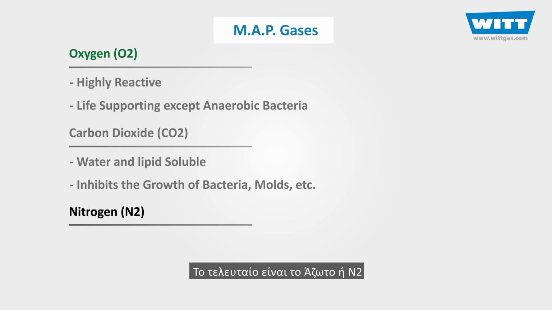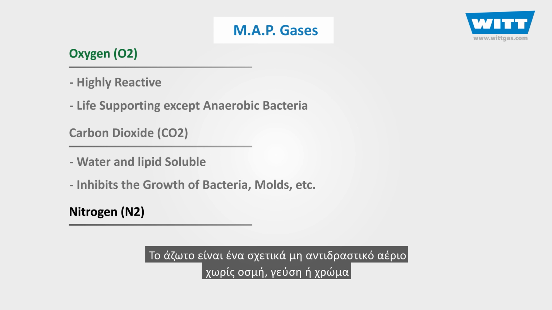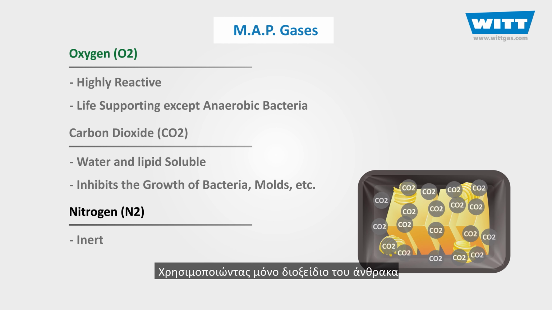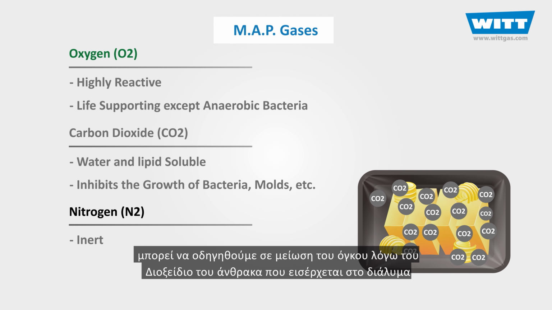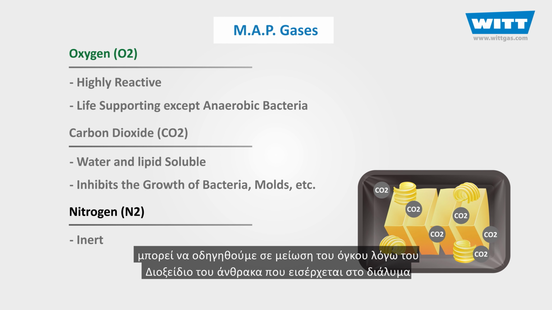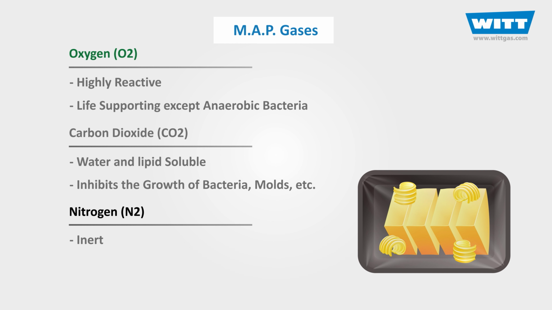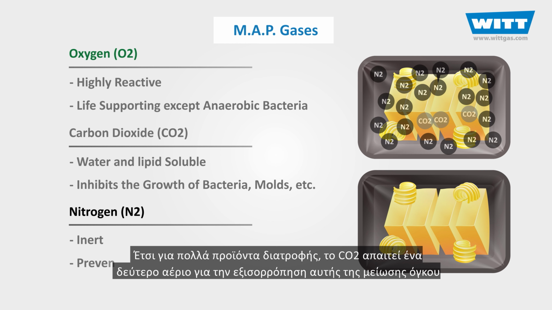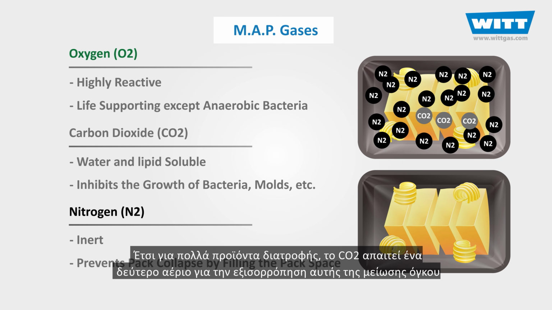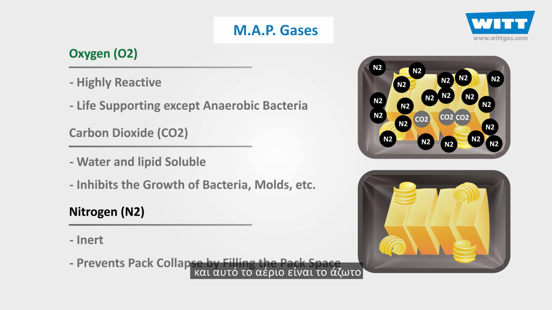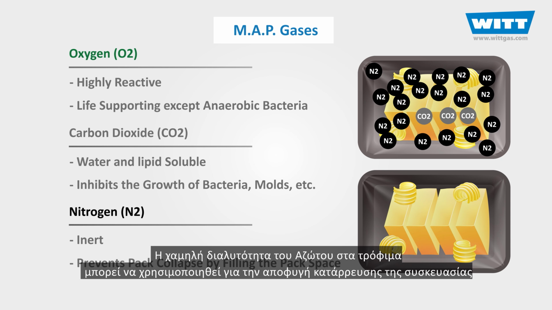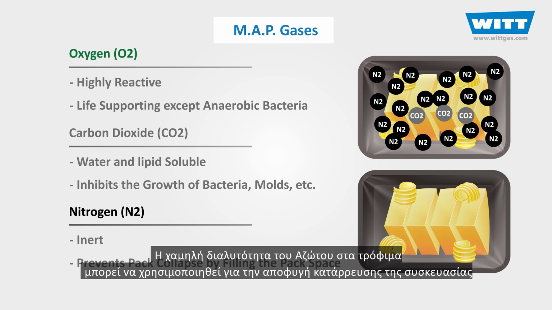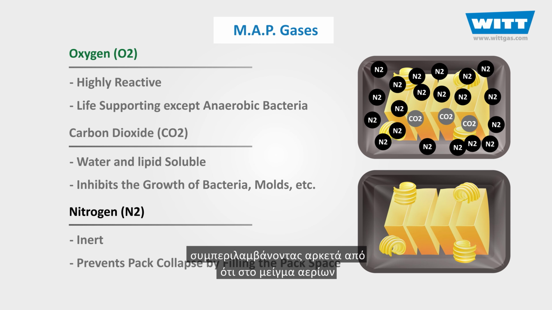The last is nitrogen, or N2. Nitrogen is a relatively unreactive gas with no odor, taste, or color. Using carbon dioxide alone can lead to a volume decrease due to carbon dioxide going into solution. So for many food products, CO2 requires a second gas to balance this volume decrease, and this gas is nitrogen. The low solubility of nitrogen in foods can be used to prevent pack collapse by including enough of that in the gas mixture.